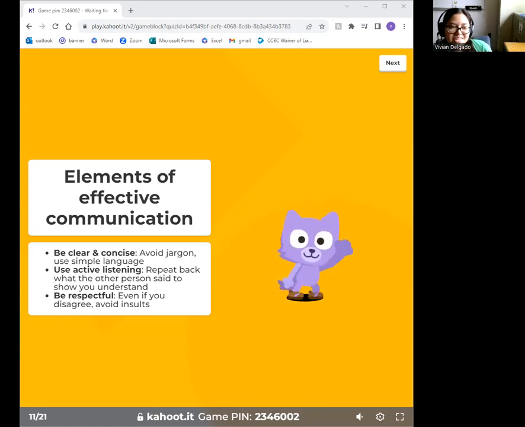The next element is going to be using active listening. So, active listening is the act of listening carefully to what other people are saying and then repeating back what you heard just to show them that you understand. It also demonstrates that you're paying attention and that you care about what the other person is saying. So to use active listening, you can repeat back what the other person said in your own words, or you can ask clarifying questions, or you can summarize what they just said.